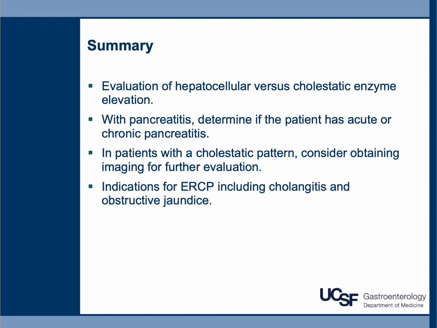In summary, we have reviewed an approach to evaluating elevated liver enzymes, looking at whether the pattern is hepatocellular or cholestatic. We have reviewed acute and chronic pancreatitis and ways to prevent recurrence. In patients with a cholestatic pattern, we have reviewed different diagnostic testing, including abdominal ultrasound, MRCP, or CT abdomen for further evaluation of the enzyme elevation. And we have reviewed the indications for ERCP, including cholangitis and obstructive jaundice.